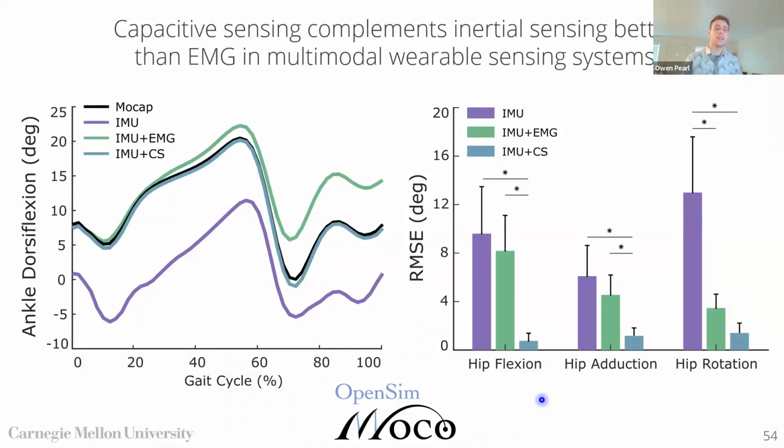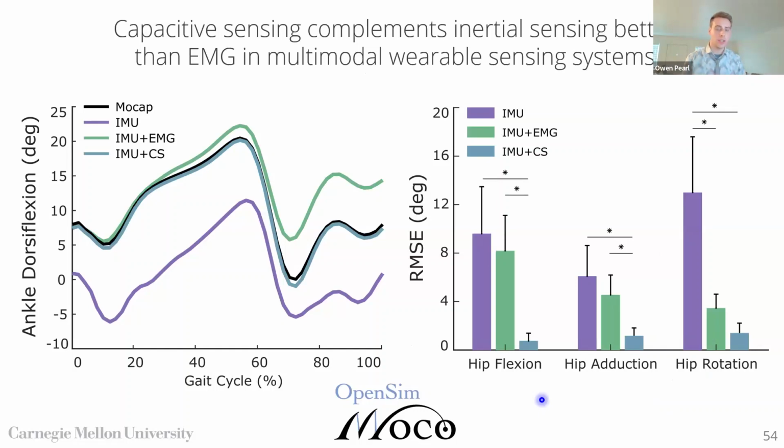It seems that capacitive sensing is a better complement to IMUs than EMG because it's providing, again, state level information that can help overcome the drift that's commonly associated with these IMU methods. So this is exciting, but this is done at full scale on the body, right? So we have sensors on each body segment. It's a lot of sensors to wear.